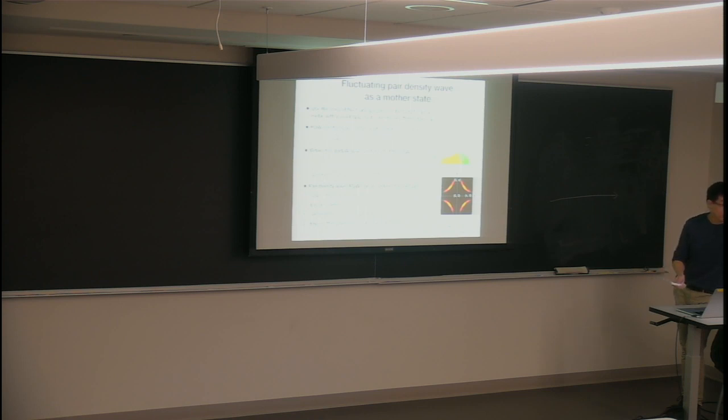And the CDW order is twice the momentum p of the PDW. That's our proposal. Can it be four times? Even, yeah, it can be any even multiple. And it's also 2px plus 2py, so this 2p is the smallest. Okay, and because of this momentum, it also explains the ARPES data in detail. For example, the gap minimum is pushed away from the Fermi surface. That's naturally explained by PDW.